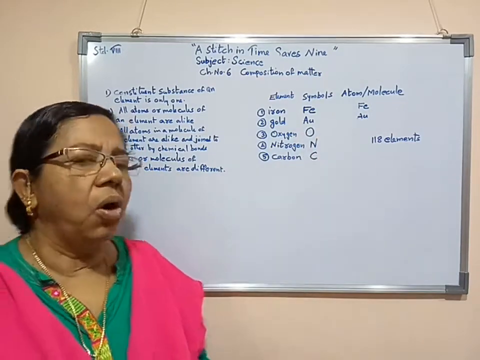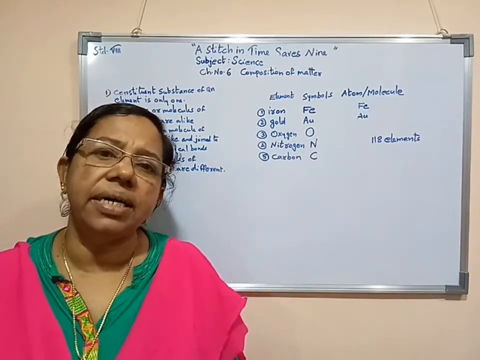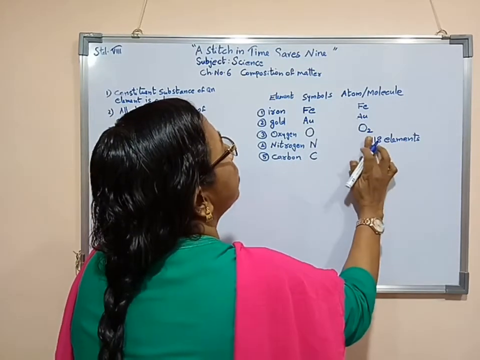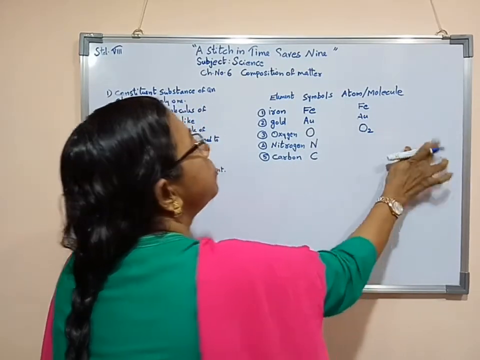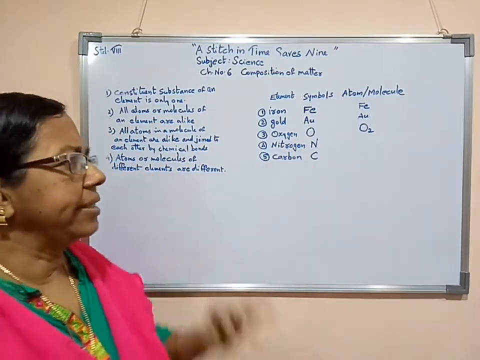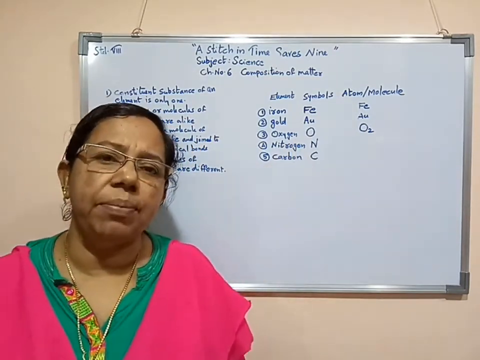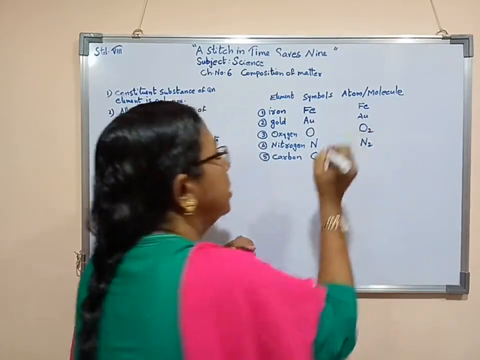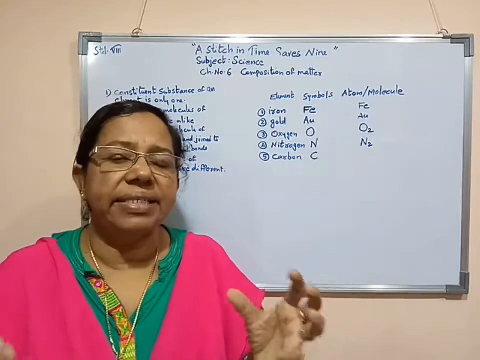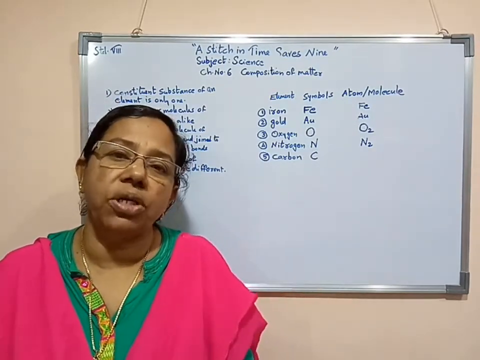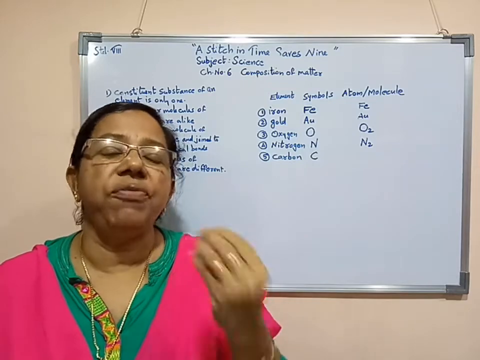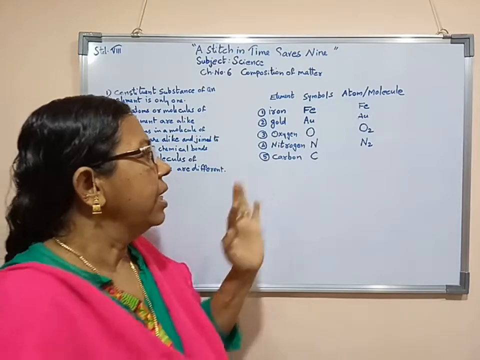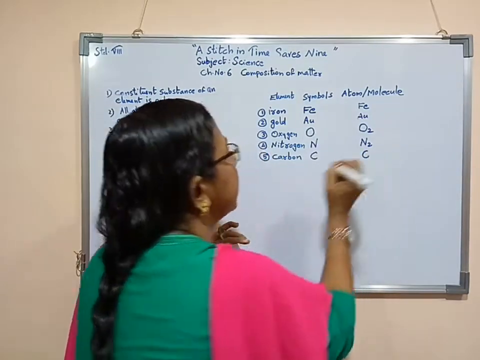But oxygen never remains single in the atmosphere. It is always available in the form of molecule, that means O2 form. Nitrogen in single form won't be available; it will be available in the form of N2. That means two nitrogen atoms join together, a molecule is formed, and then in the form of N2 it is available in nature or in the atmosphere. Carbon is available in the single form, C.